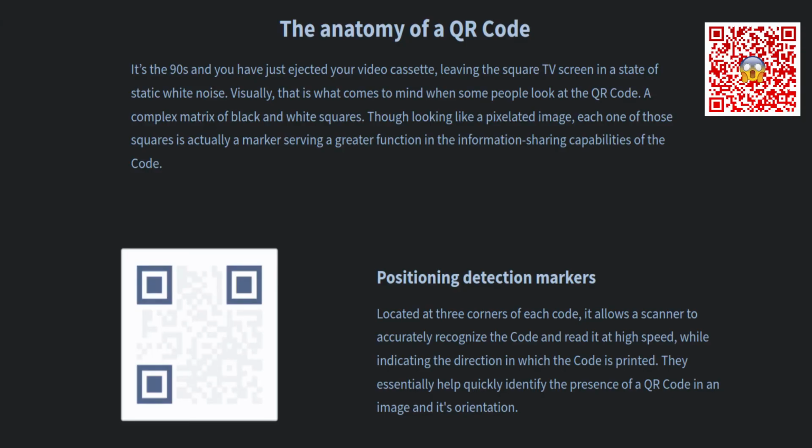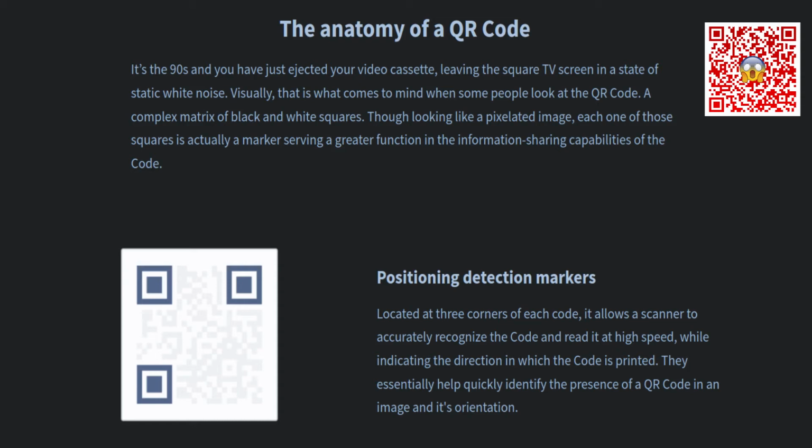The anatomy of a QR code. It is the 90s and you have just ejected your video cassette, leaving the square TV screen in a state of static white noise. Visually, that is what comes to mind when some people look at the QR code. A complex matrix of black and white squares, looking like a pixelated image. Each one of those squares is actually a marker serving a greater function in the information sharing capabilities of the code.